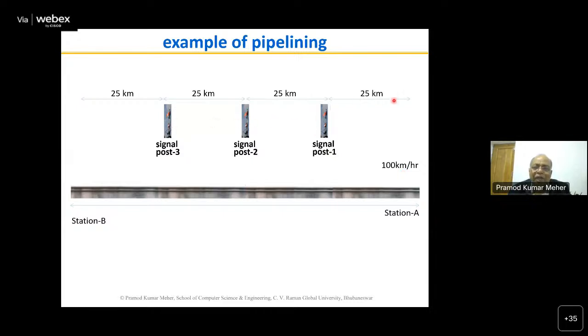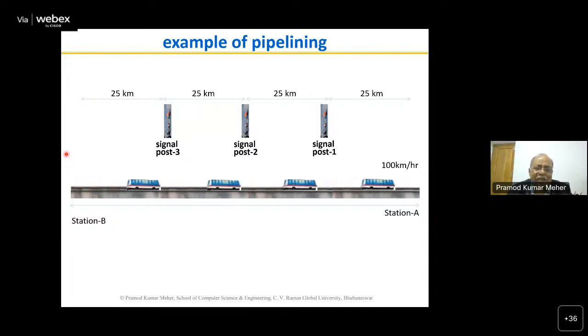If I have three signal posts at a distance of 25 kilometers each, then you see what is happening. Here is a signal every 25 kilometers. It can go that distance in 15 minutes. In 15 minutes, it reached here. So after 15 minutes, a new train will start like this. Then again after 15 minutes, another new train will start. Again after 15 minutes, one new train will start. So every 15 minutes, one train will reach from station A to station B. So here the throughput is increased 4 times using only one track. So this is called a pipeline.